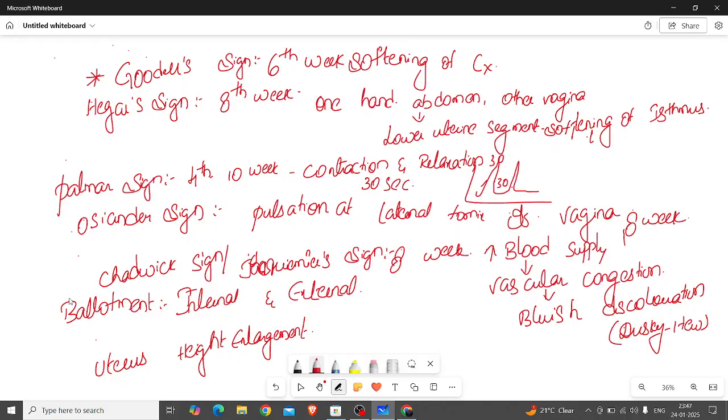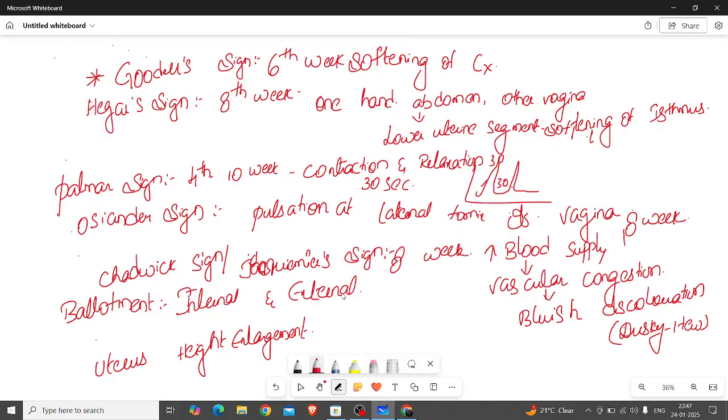Then next one, ballottement, and ballottement is again subdivided into two types, internal ballottement and external ballottement. In internal ballottement, we need to examine through the vagina, and we just need to push a little at the cervical area, and it is usually felt at 16 to 28 weeks. The fetus just slightly moves back and returns to its normal position. You will feel the fetus movement.